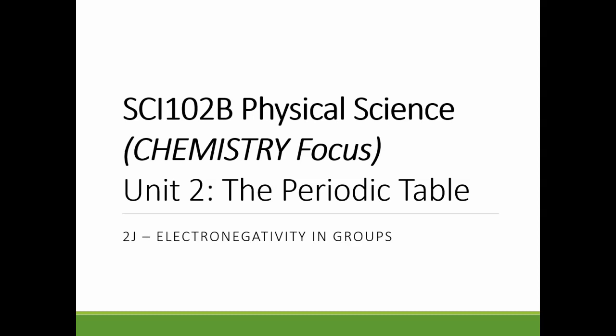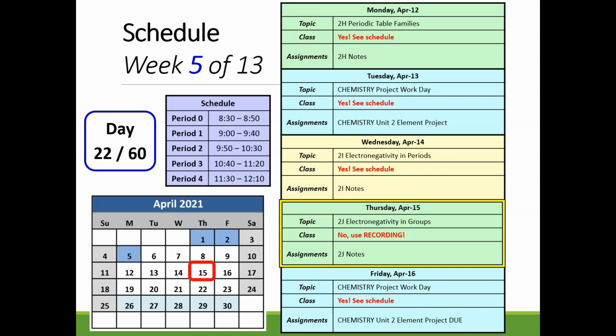Hello students, this is the recording for the 2J lesson, Electronegativity in Groups. Today is day 22 out of 60. We are going to have a recording for today. Remember that there are no live sessions. The recording for today should help you complete the 2J notes. Don't forget that we do have live class tomorrow.